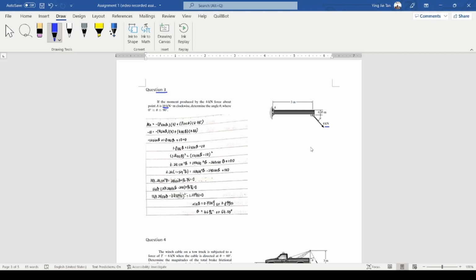So taking the moment about A, we will do like this. We will substitute into the formula like this, and then do the calculation by moving terms here and there, and after that we will get the answer, the equation of this one.